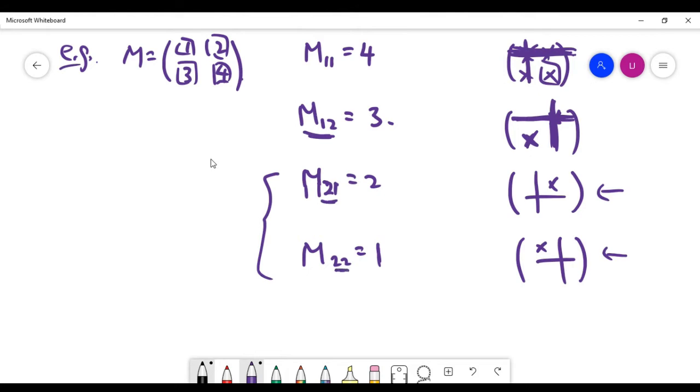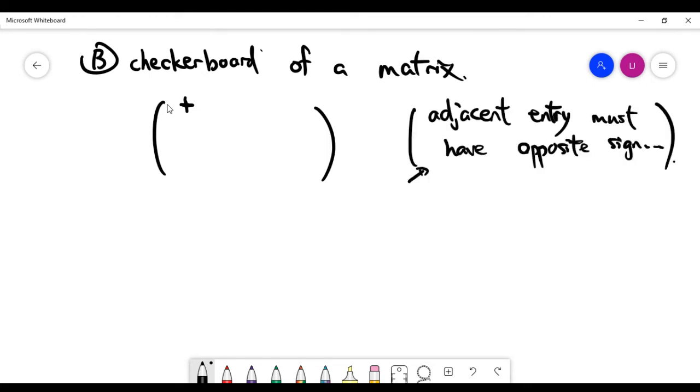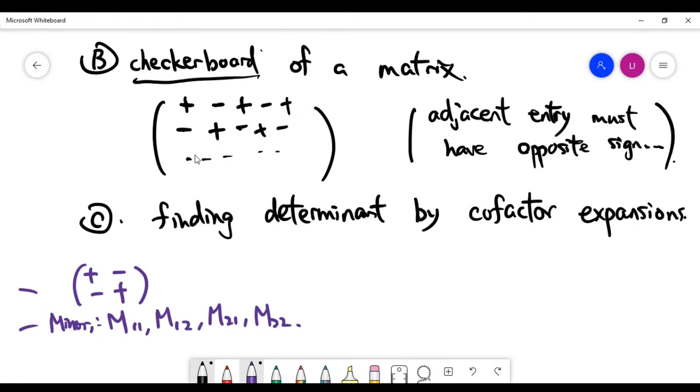And the second building block to find the determinant is what we call the checkerboard of a matrix. Basically, you have to put in a sign. And we usually start with the top left. It's going to be positive. And the remaining entries must have the opposite sign to their neighbors. So it means the next entry must be minus, and this one is plus. So that's just a simple example for you, and of course the checkerboard applies to any matrix regardless of its size.